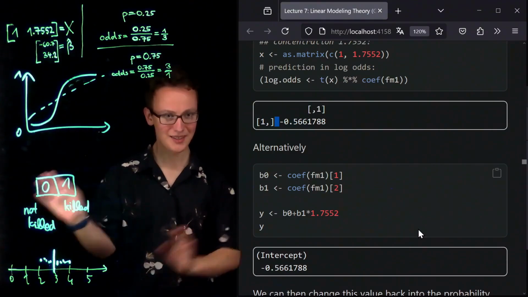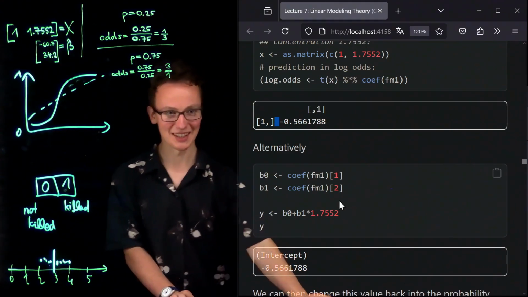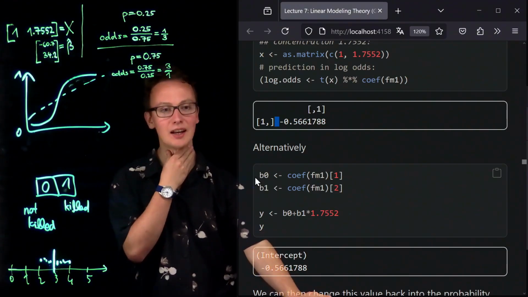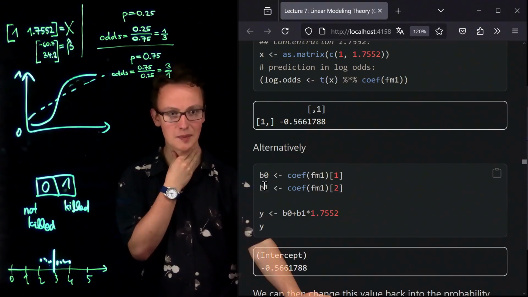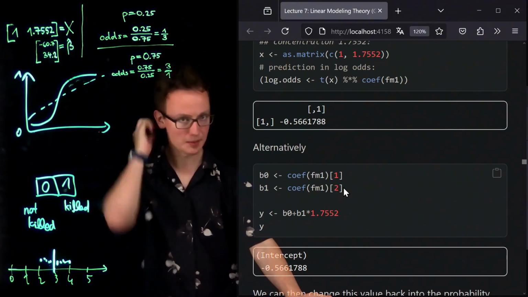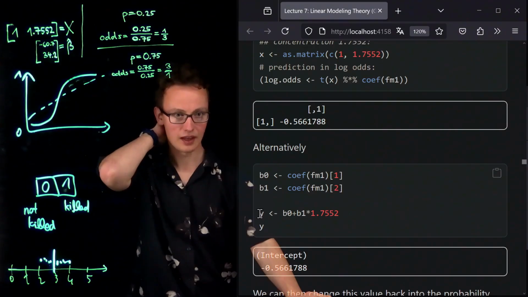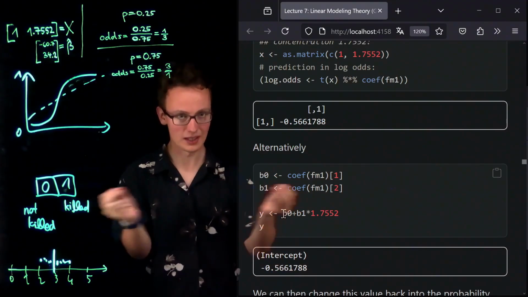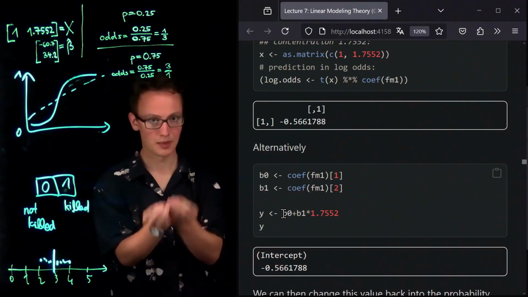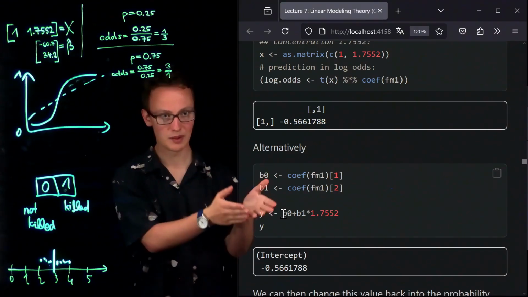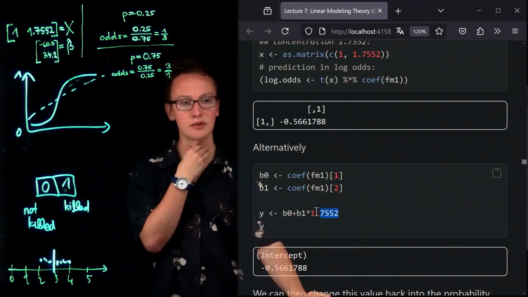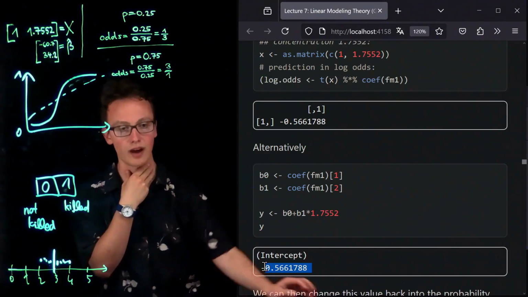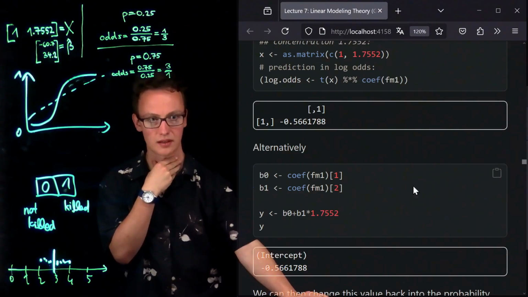Alternatively, if we don't like matrices, we can also compute it somewhat more manually, or using more simple algebra. So we could extract B0, the intercept, and B1, the slope estimate. And we can then compute the predicted y value, like the predicted log odds, by writing down our regression formula, which is b0 plus b1 times the value of dose we are interested in. And this will give us the exact same result of minus 0.566 log odds, as we also saw above.